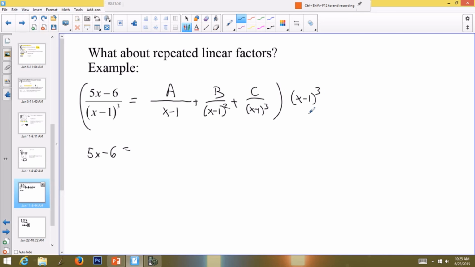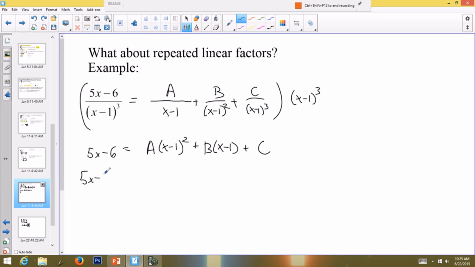And then when I multiply this expression times a over x minus 1, one of the x minus 1's cancel out, so I have a times x minus 1 squared. And then when I have x minus 1 to the third times b over x minus 1 squared, two of those x minus 1's cancel out, and I'm left with b times x minus 1. And then the last one, x minus 1 to the third and x minus 1 to the third, everything cancels out, so I'm left with just c. So a little bit of simplification here.